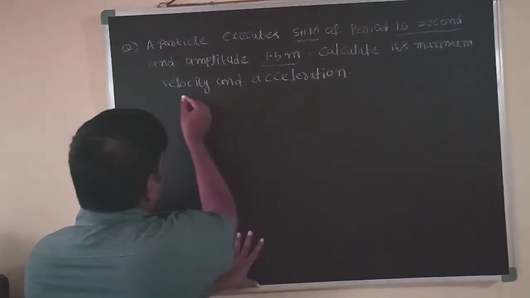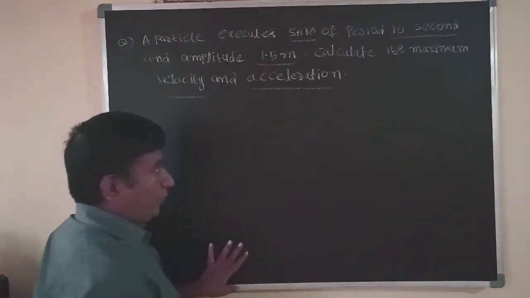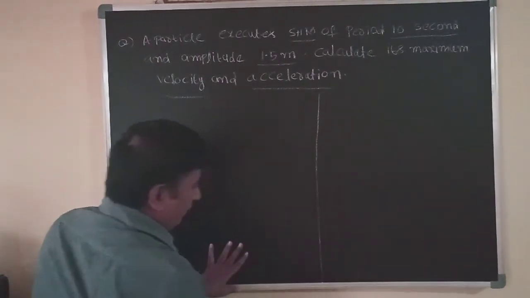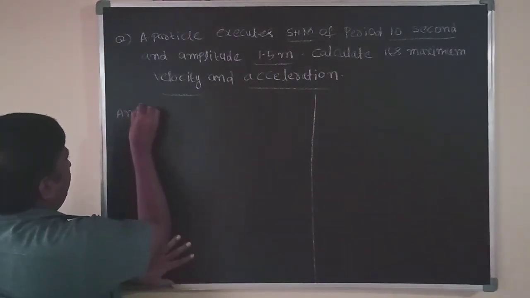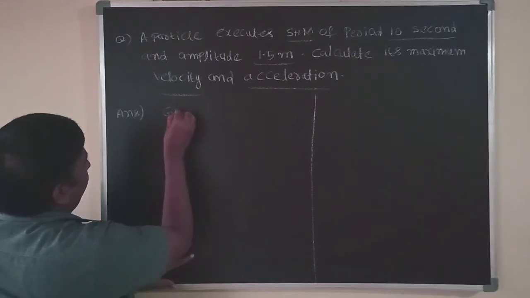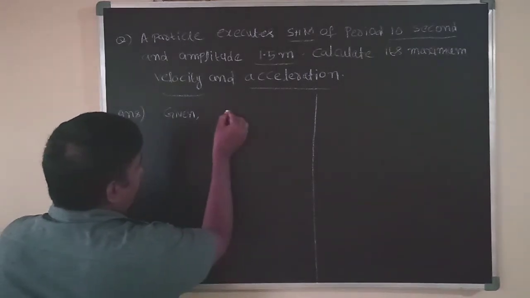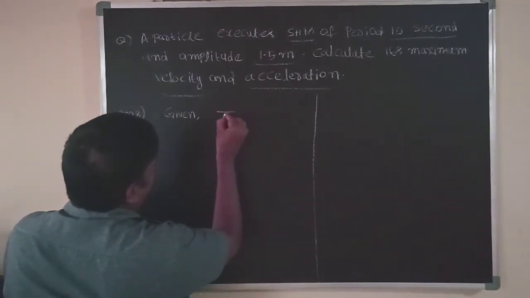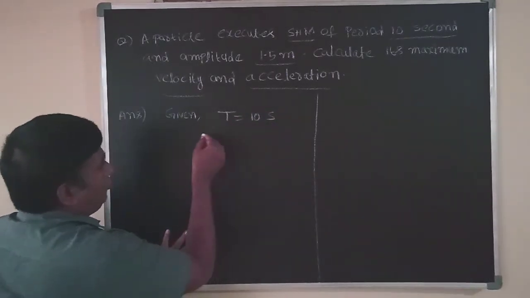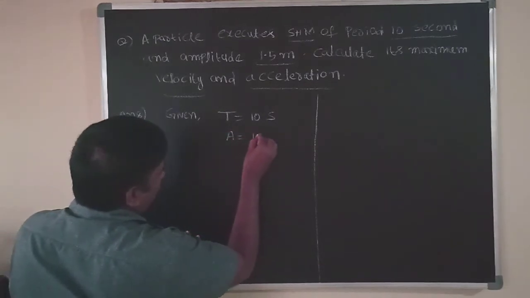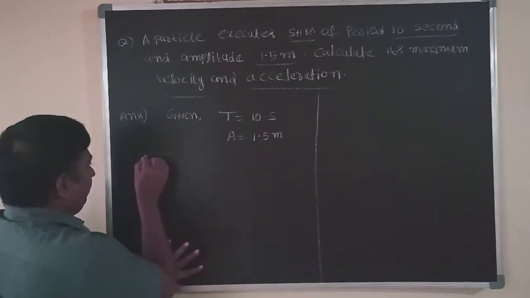First we have to find the maximum velocity and then the maximum acceleration. Based on that, let's see what is given. Answer: given, the time period of the SHM is T equals 10 seconds, and the amplitude is denoted by capital A equals 1.5 meters. We have to find V maximum.